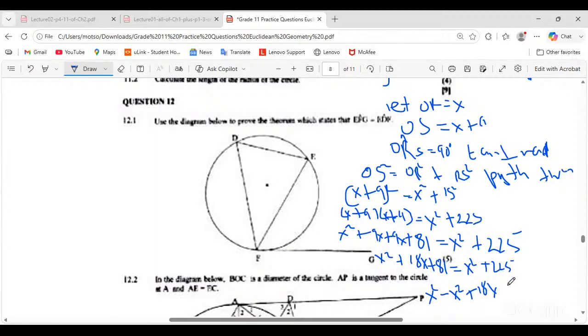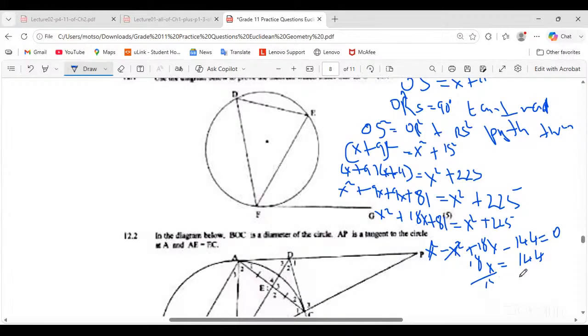I get minus 144, right? Yes. Now, what am I going to do? I'm going to say this is equal to 0. This cancels out with that. I have 18x is equal to, I take back, 144. I divide by 18 on both sides. Now, x is equal to 144 divided by 18, which gives me 8. Therefore, x is equal to 8.